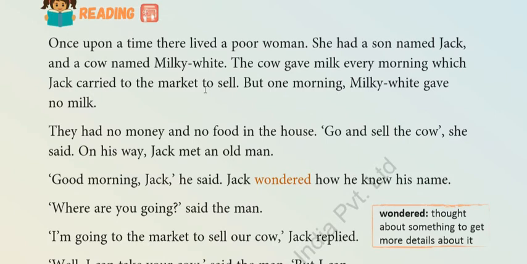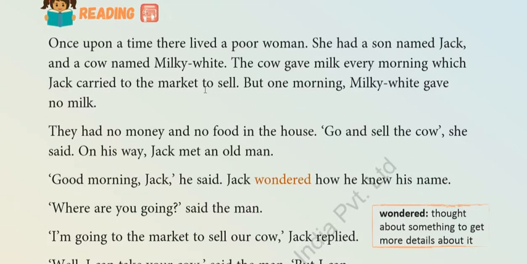So the paragraph begins with the introduction of a poor woman. Obviously she was a woman with no husband, her husband was maybe no more. So she was the only one to look after her child. Here if you can see, my dear students, it is clearly said that she had only 2 belongings with her. One is her son named Jack. So now you know who Jack is. Jack is the son of a poor woman. And another belonging was a cow. The name of the cow was Milky White.